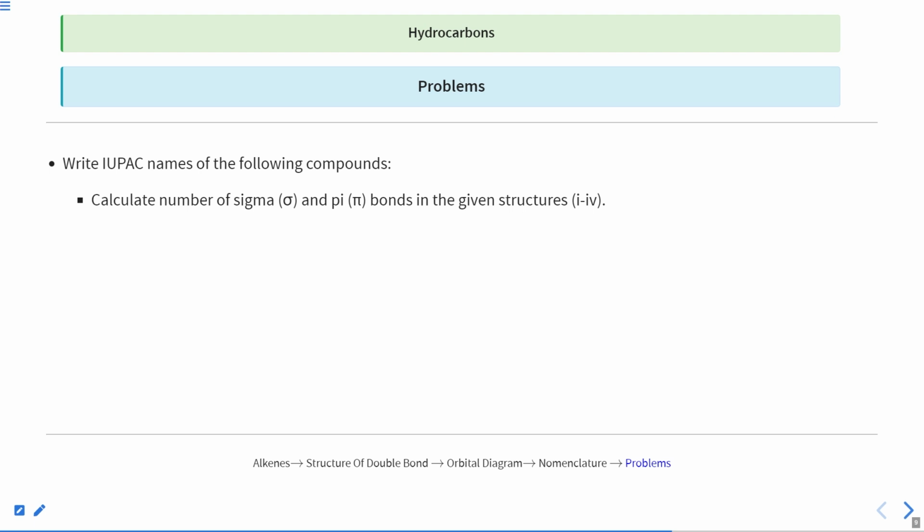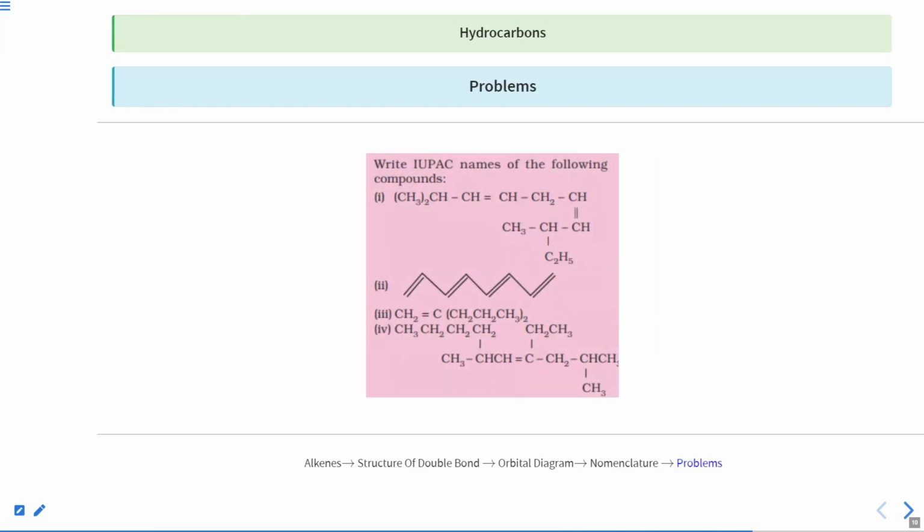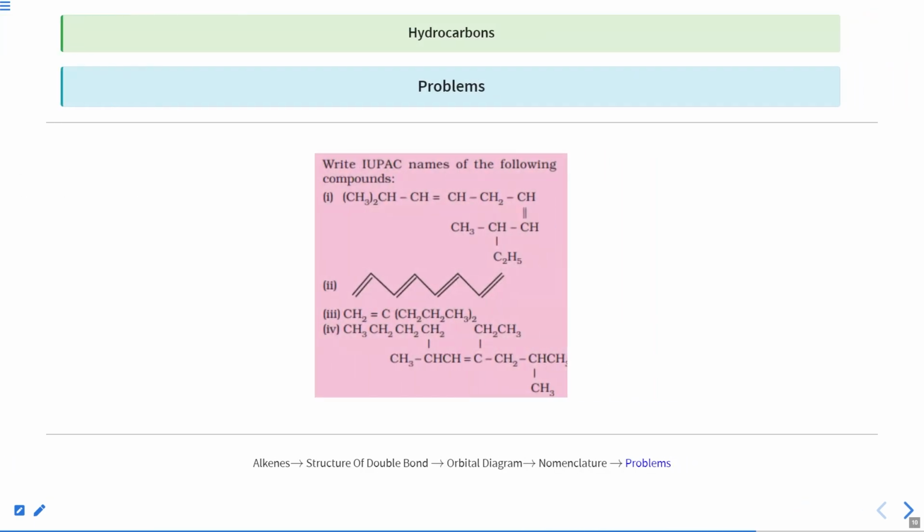Now next question: we have to count the number of sigma bonds and pi bonds in the structures 1 to 6, and write the IUPAC name of each compound. So here are the compounds. In this, you have to count the number of pi bonds and sigma bonds. First I will do the nomenclature of each of these. So let us see.